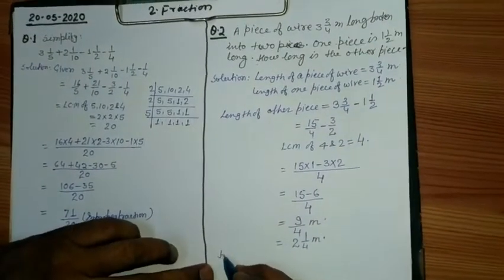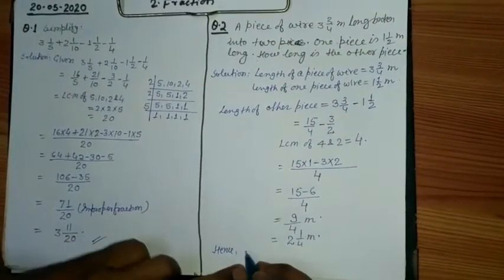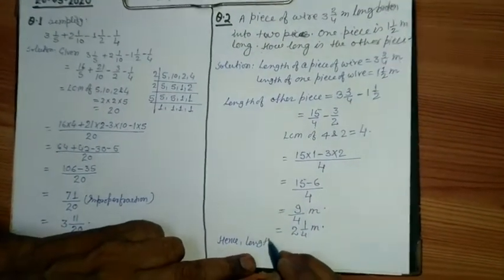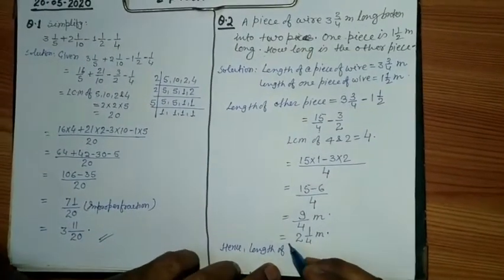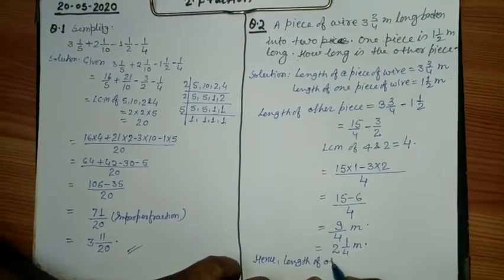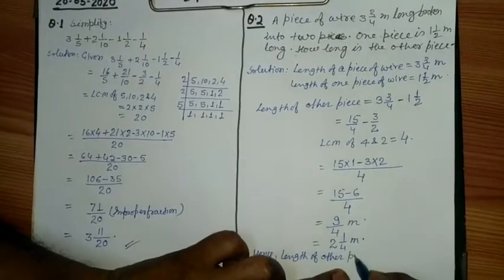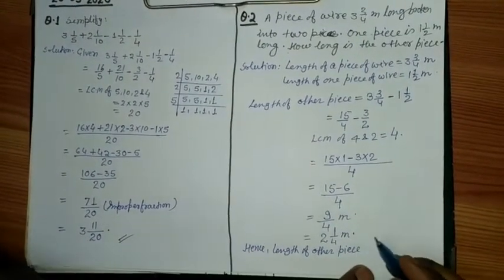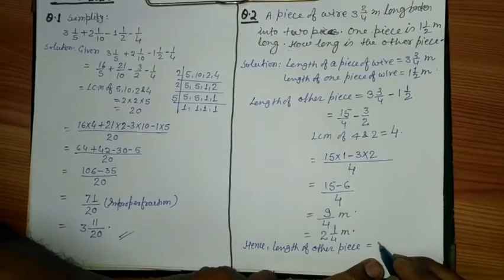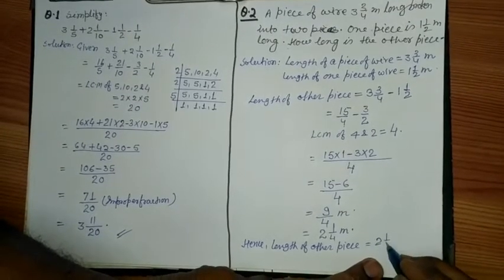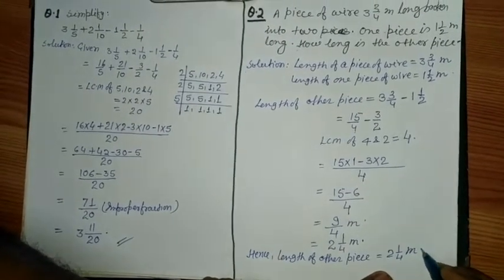Hence, length of other piece equal to 2 whole 1 upon 4 meter.